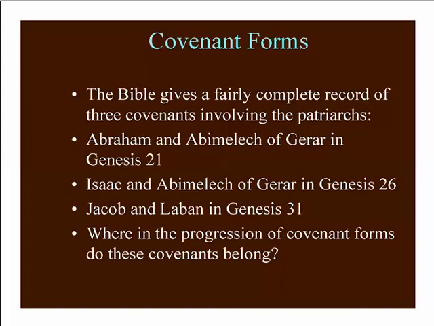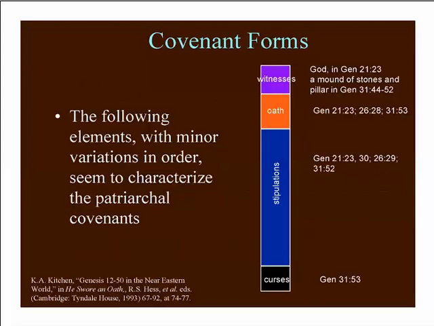Then what we do is we study the biblical examples of covenants, and there I've given you some from Abraham, Genesis 21, for example, Isaac and Abimelech, Genesis 26, Jacob and Laban, Genesis 31. Looking at those examples of biblical covenants, what we find is that this is what those biblical covenants look like. And the first level subhead titles for those covenants are witnesses, oath, stipulations, and curses. If we compare that basic biblical form to the examples from the ancient world, what we find is this.